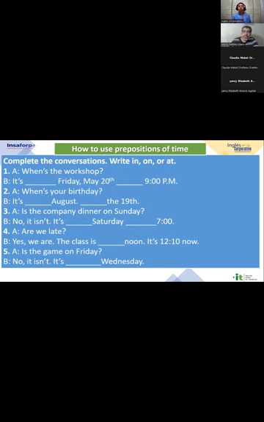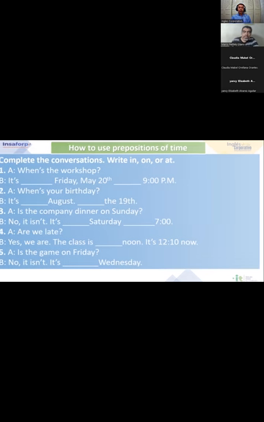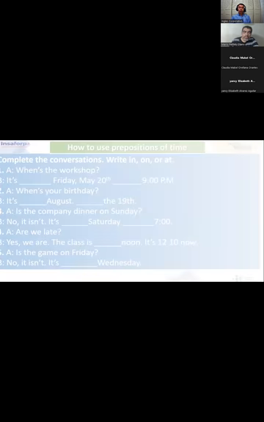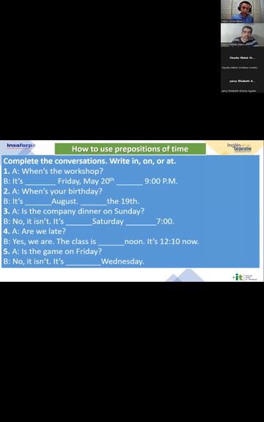Good. Complete with in, on, and at, right? Let me see. We are going to make groups. Vamos a hacer grupos, please. Make the screenshot. Me hacen captura de pantalla. ¿Quién me ayuda? Griselda y Mario, creo, ¿verdad? Me hacen la captura y me la envían al chat. Please, do me the favor. In, on, and at, right? Ready? We are going to make two groups.